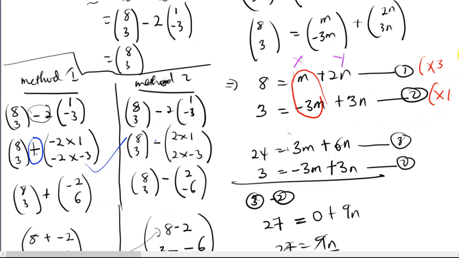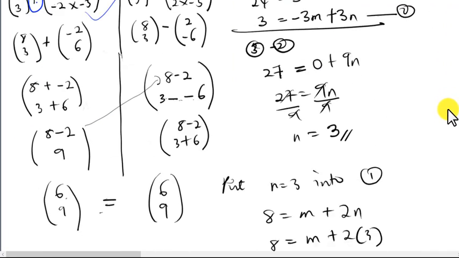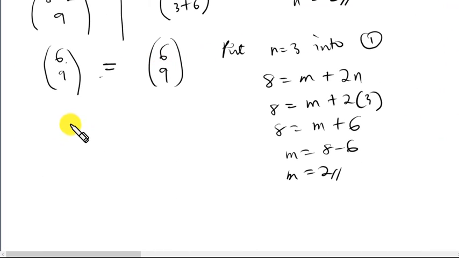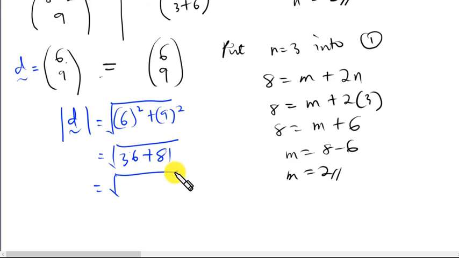All right, so that is how we find D. So the vector D is (6, 9), and you are not done yet. It says find the magnitude of the vector D. The magnitude will be the square root of the x part, that is 6 squared, and the y part, that is 9 squared. That will be equal to the root of 36 plus 81, which is the root of 117.